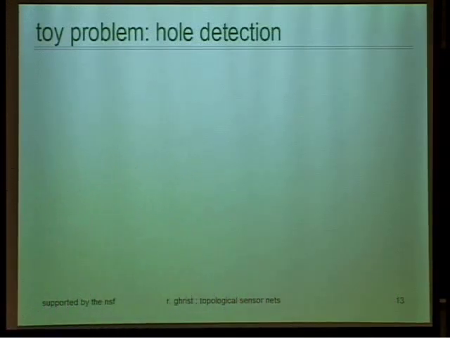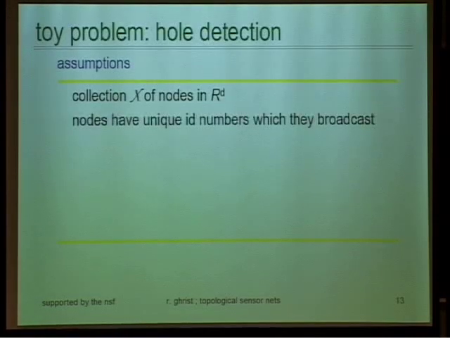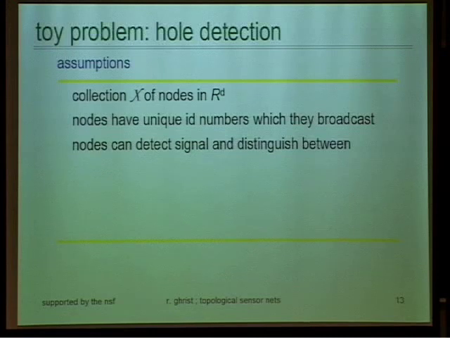So just using this, let me illustrate a toy problem. If I lay down a bunch of disks, how would I detect a hole? And I want to do so with as few assumptions on my sensors as possible. So let's say I've got a collection of nodes in R^D, D is the dimension, and these nodes have unique identities. They all have unique ID numbers, and they're broadcasting those ID numbers. They're sending out ping, I'm node 11. The other nodes can listen, and maybe they will hear ping, I'm node 11.